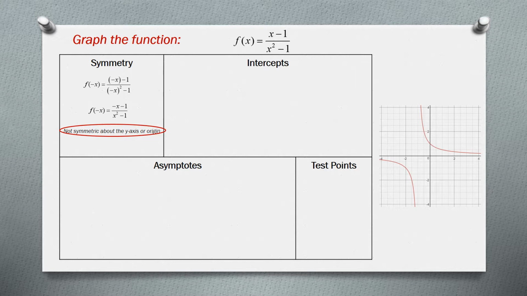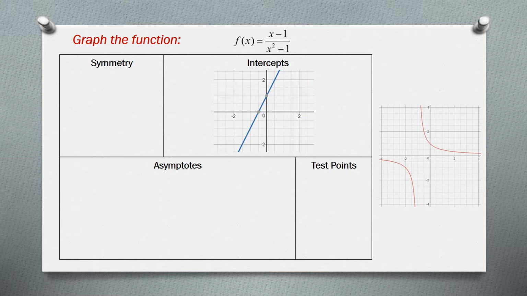So that gives you just a quick rundown of what we're dealing with when you're looking for symmetry of a rational function. Let's move on and take a look at intercepts.